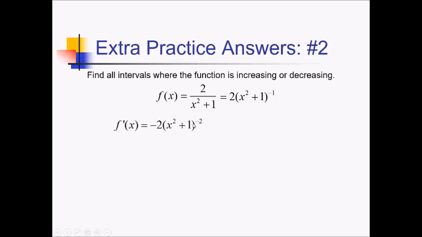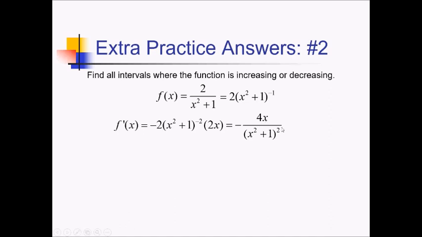And we're going to multiply that by the inner derivative of 2x. And I'm just going to rewrite this as a fraction so it's easier to work with. So that'll be -4x over x squared plus 1 squared. And now I want to figure out where this either equals 0 or does not exist.